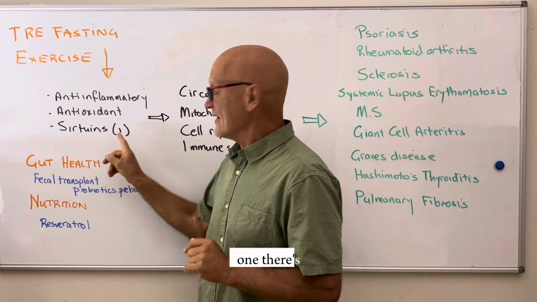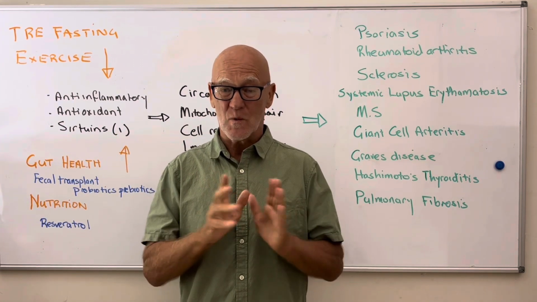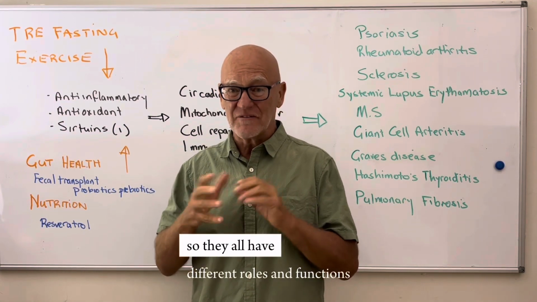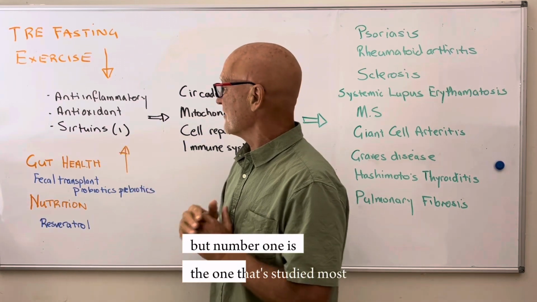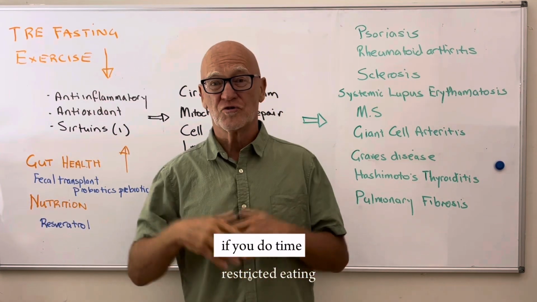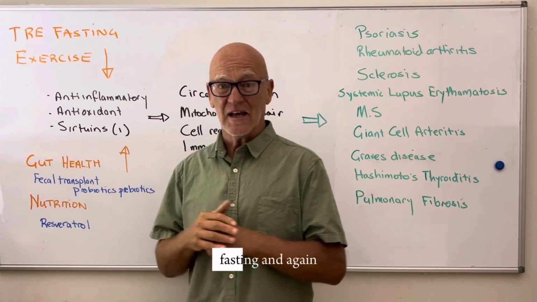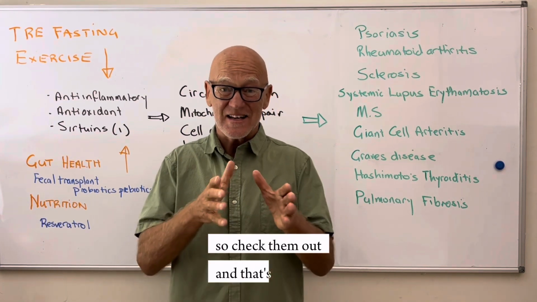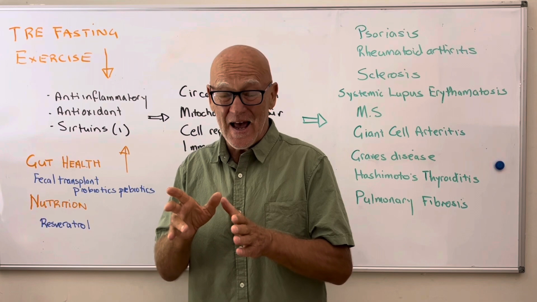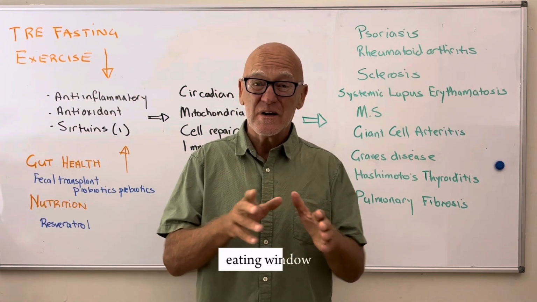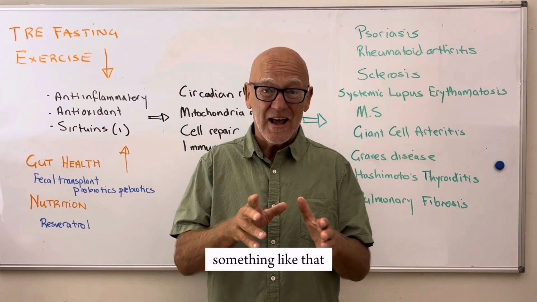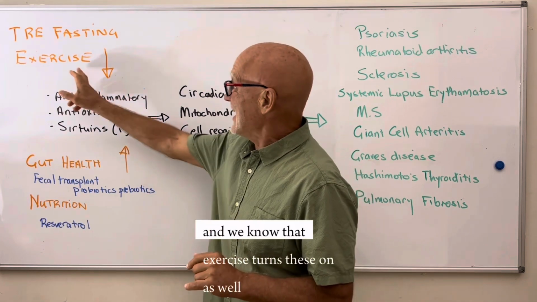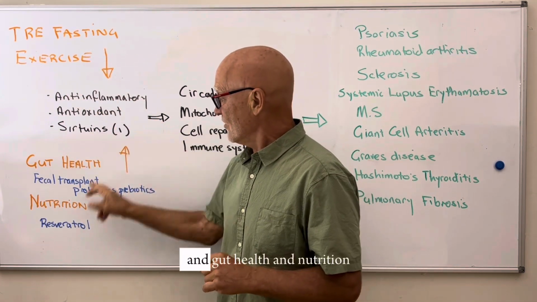In particular, there are 7 of these SIRTs, 1 to 7. One is the most extensively studied, and they're found in different parts of the cells. So they all have different roles and functions, but number 1 is the one that's studied most. And we know that if you do time-restricted eating, fasting, and again, I've got 3 or 4 videos up on that already, so check them out. That's not eating for 16 hours and having an 8-hour eating window or a 6-hour eating window, something like that, but making sure that you begin it in the morning. And I'll explain that in a moment, okay? And we know that exercise turns these on as well, and gut health and nutrition.